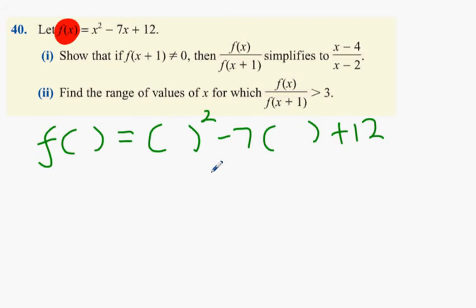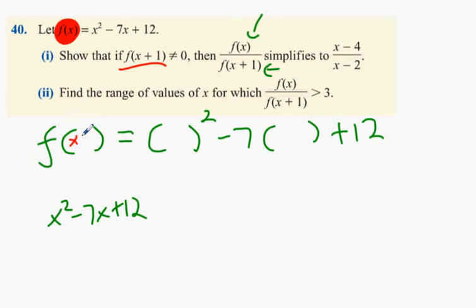Okay? Now, what it wants me to do is find out what f of x divided by f of x plus 1 is. Now, I know that f of x is x squared minus 7x plus 12. Is that right? So I know this part. But what I am unsure about is what this part here is. Can anybody give me an idea how I might find out what that part actually is? What do I put in here? To find out what f of x plus 1 is, what do I need to put in here?